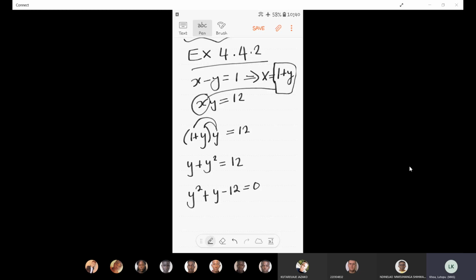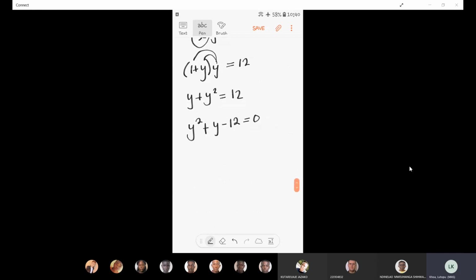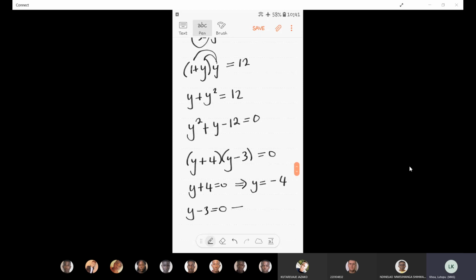So I look for two numbers that when I multiply them, the answer is negative 12, and when I add them, the answer is positive 1. So the numbers are positive 4 and negative 3. So I open my brackets, and I put my variable, my two numbers, like that. So this means that y plus 4 is equal to 0, which means that y is equal to minus 4, and y minus 3 is equal to 0, which means that y is equal to 3.